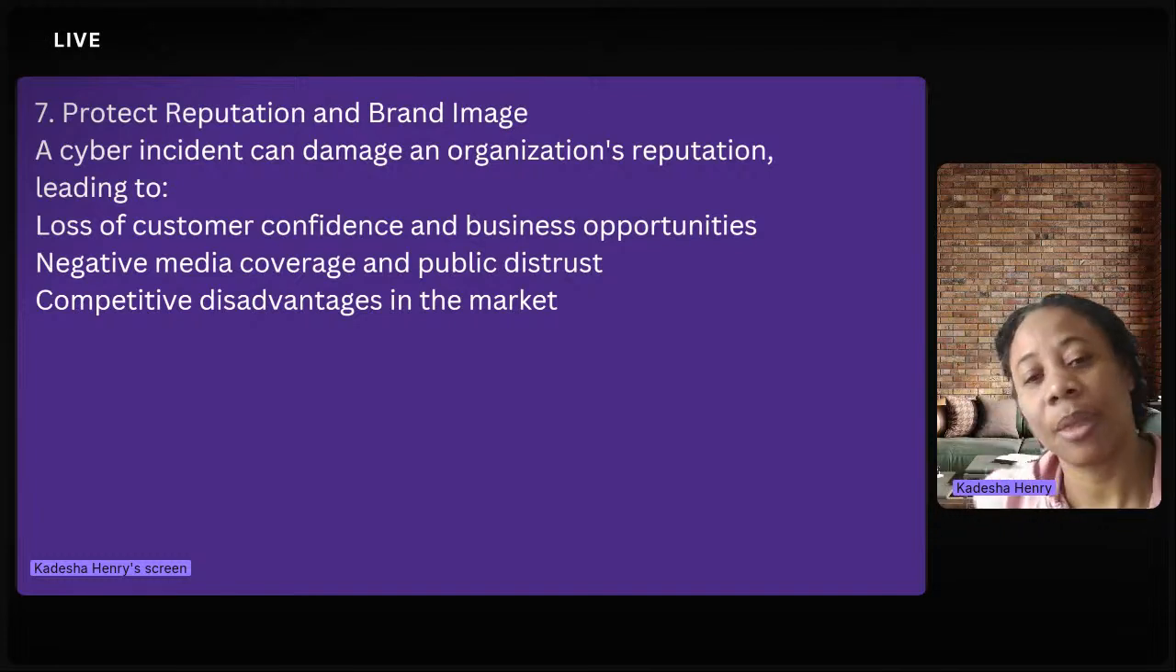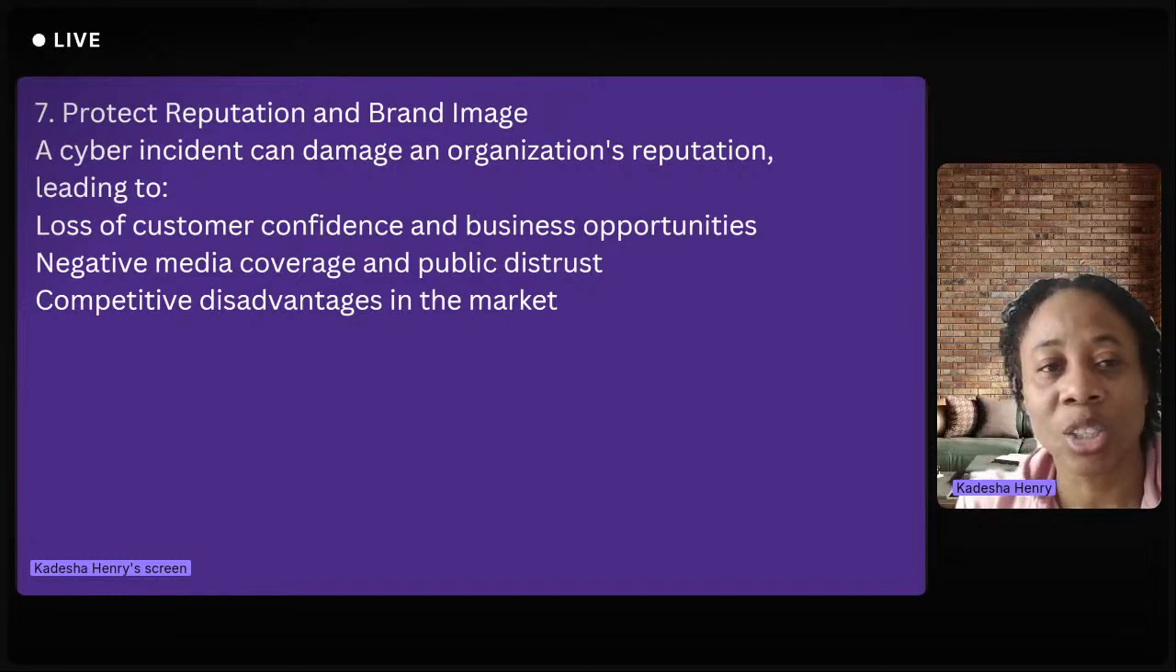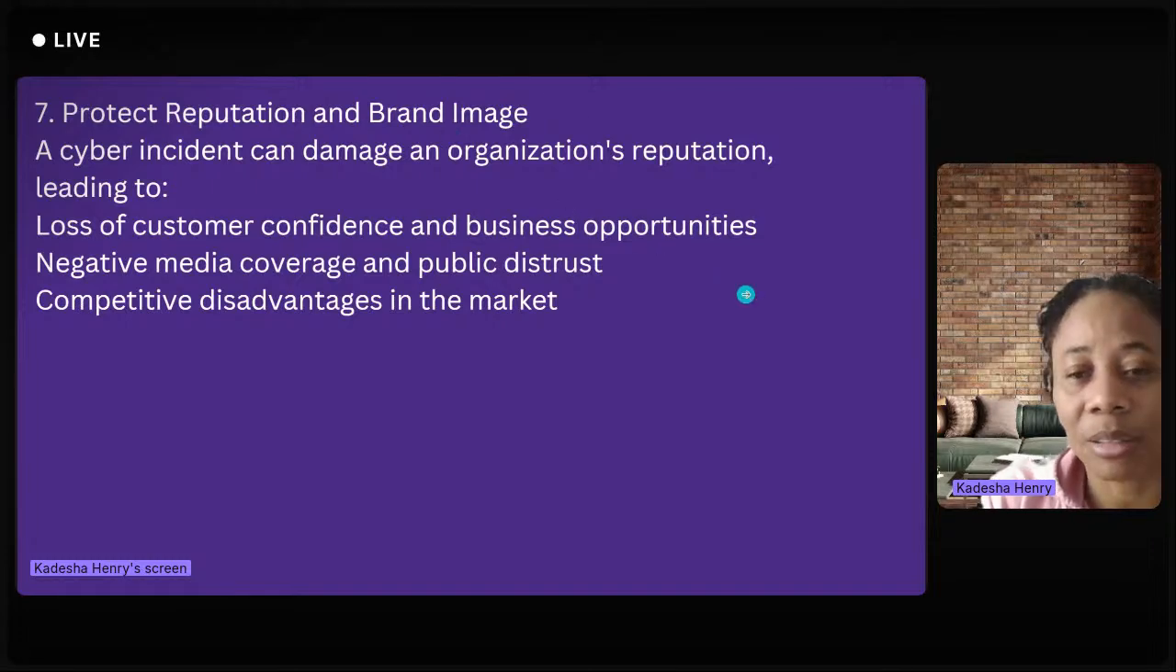Nothing in place, and all of this continues to happen. We have to put something in place so you don't lose your reputation.